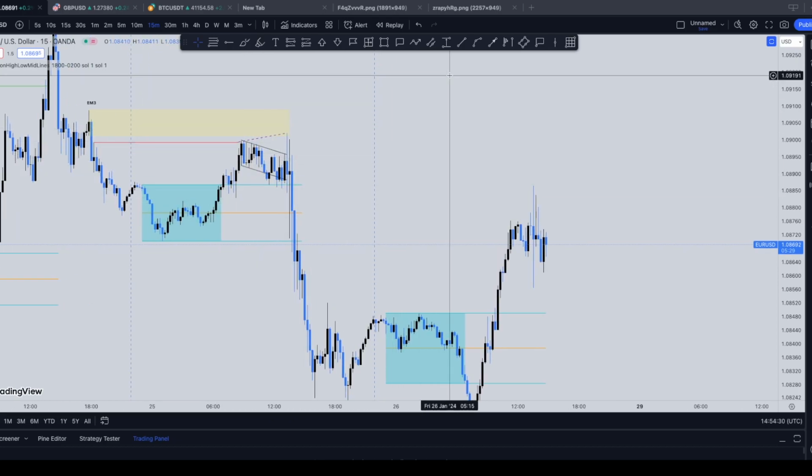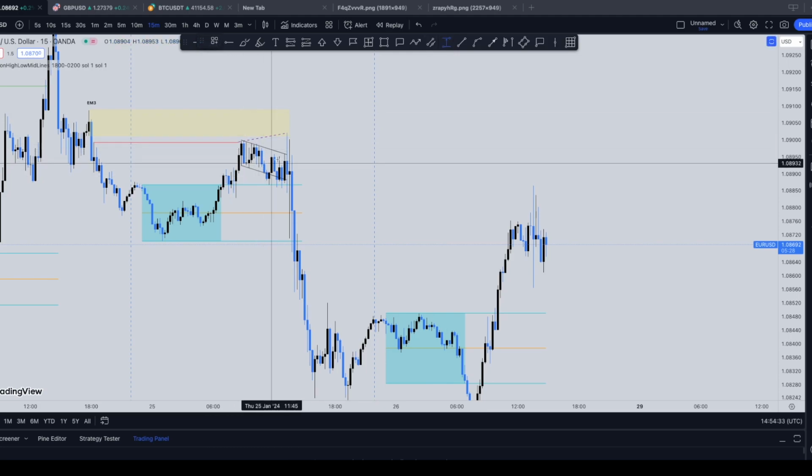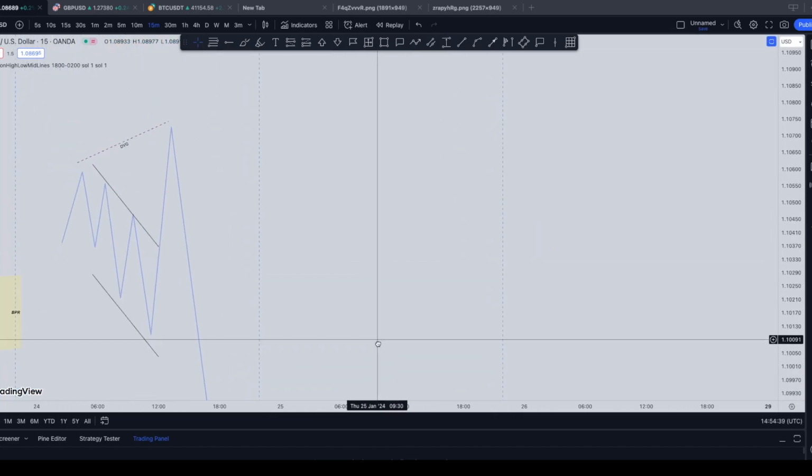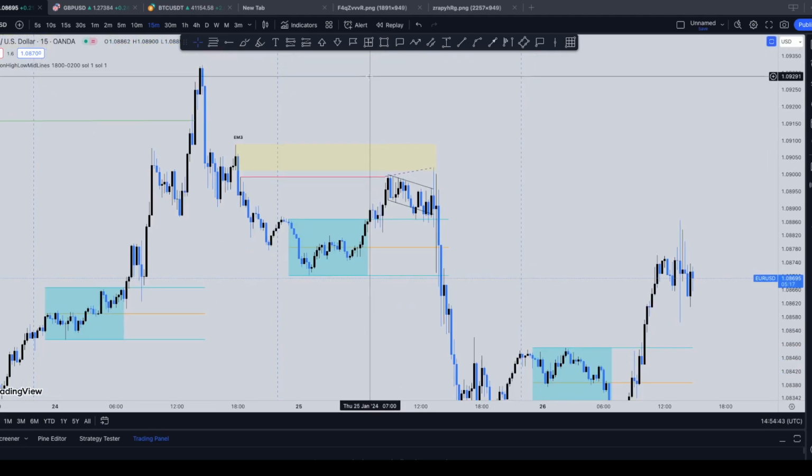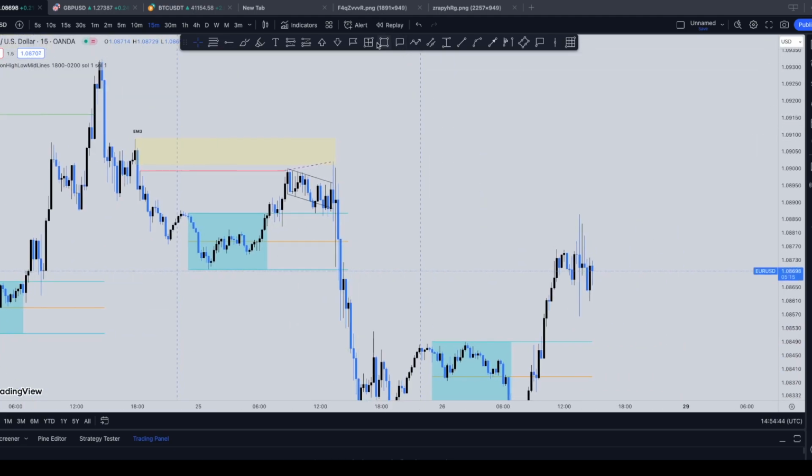Now, a rule that I have is, when we're looking for this model, which is our entry model 3, which was this one here, just to show you. This one here we're looking at, we need to confirm it with a series of rules, okay?